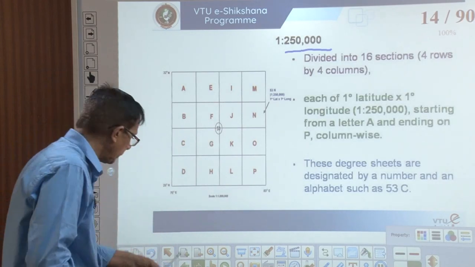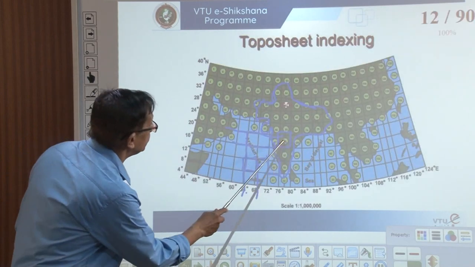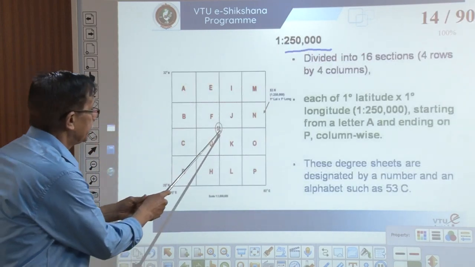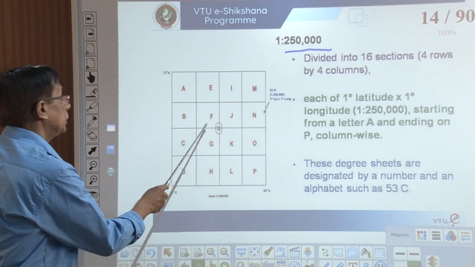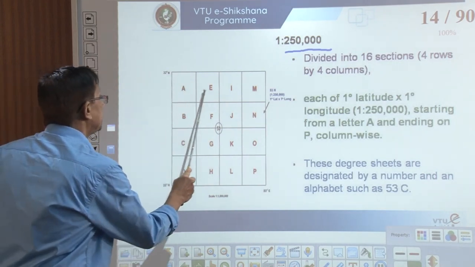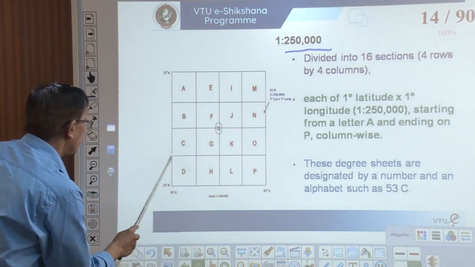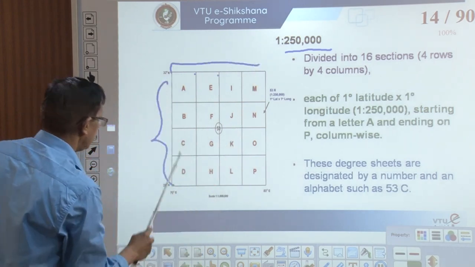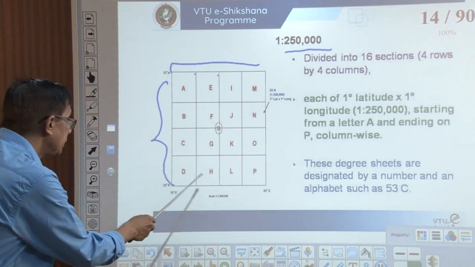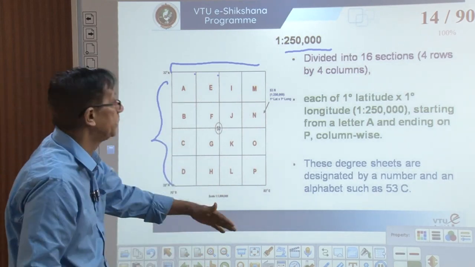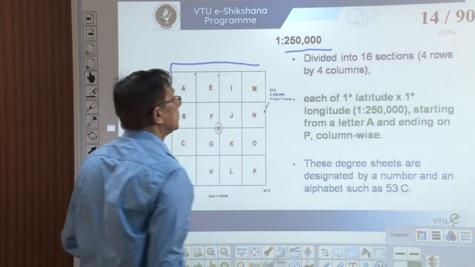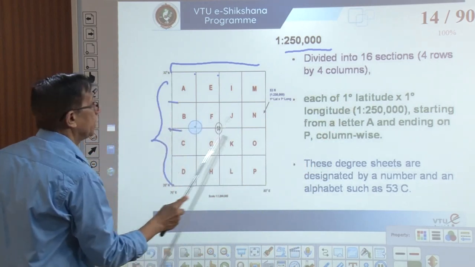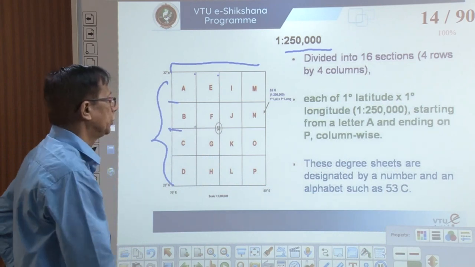Now, whenever I want a topo sheet, I must mention this, 53, 54, whichever topo sheet I need. Then that is broken into 16 parts, each 1 degree by 1 degree. So this is 4 degrees, and it is broken into 1 degree units, which means 16. We have further subdivisions: 16 sections, 4 rows and 4 columns, each of 1 degree latitude and 1 degree longitude.